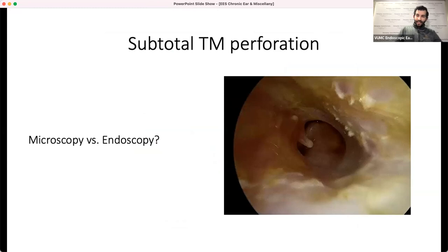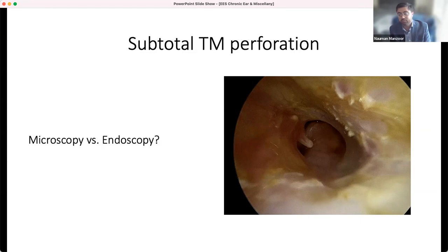So, with that consideration in mind, we'll get into our first topic of conversation, which is how do you manage the subtotal tympanic membrane perforation? Let's pretend that you see a patient like this in clinic. Dr. Manzoor, tell us how you think about how to approach this. And maybe you can talk to us about what you're most interested in hearing from the patient about historical details, and how you think about whether to reconstruct, how to reconstruct, and some of the technical details of the operation.